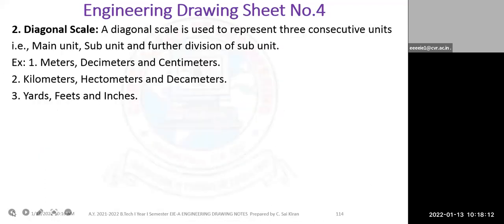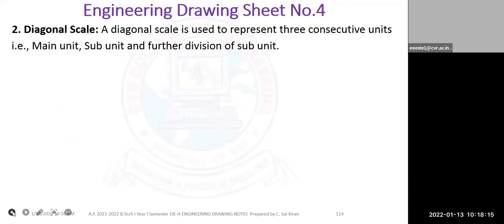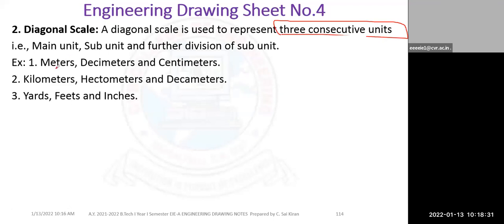Next will be the diagonal scale. In the diagonal scale, we represent 3 consecutive units. The main difference between the plane scale and the diagonal scale is that in the plane scale we measure only 2 consecutive units, whereas in the diagonal scale we measure 3 consecutive units, such as main unit, subunit, and another. Examples: meters, decimeters, centimeters; or kilometers, hectometers, decameters; or yards, feet, and inches.